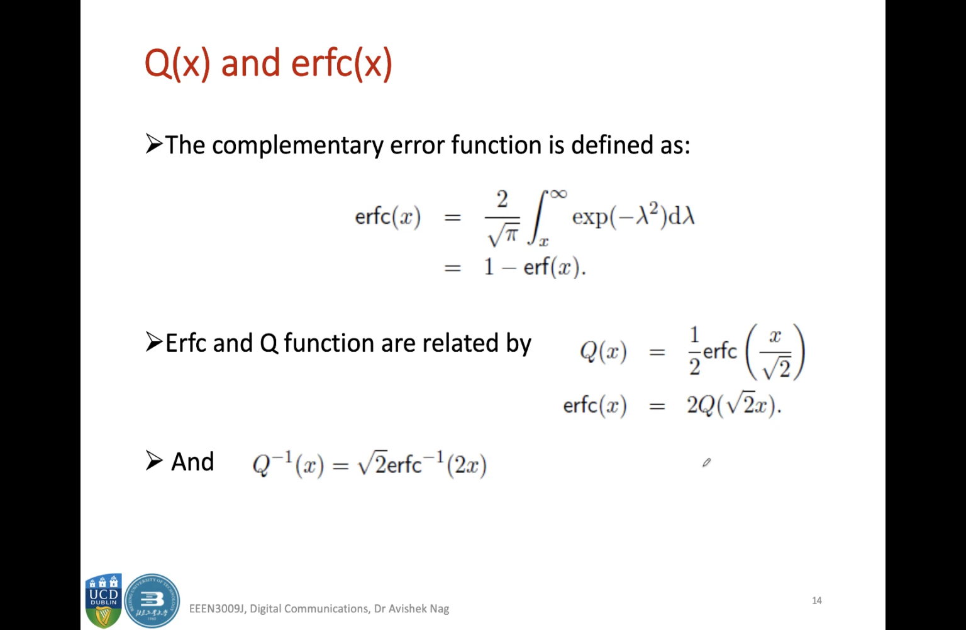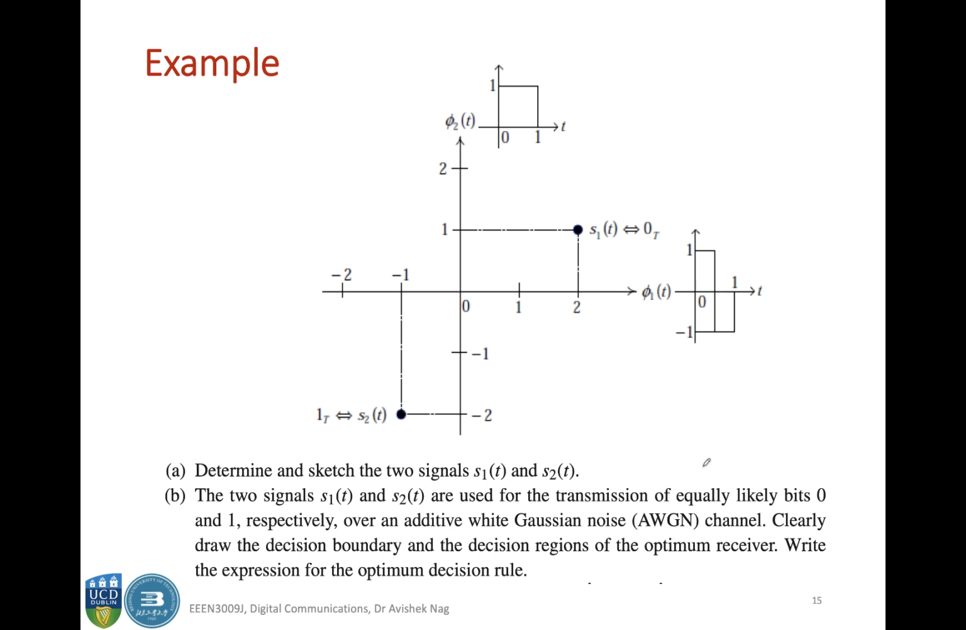So let's move on. Let's do this example. We have phi 2 which looks like this, and phi 1 which looks like this, and two of your signals are given, S1(t) and S2(t). S1(t) is for 0 transmission, S2(t) is for 1 transmission. So determine and sketch the two signals S1(t) and S2(t).